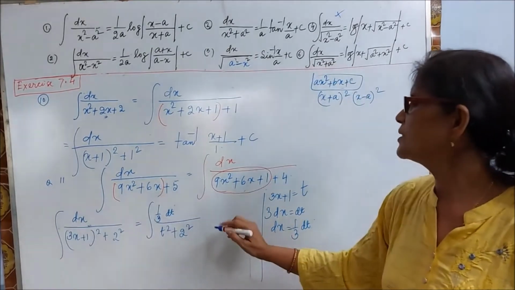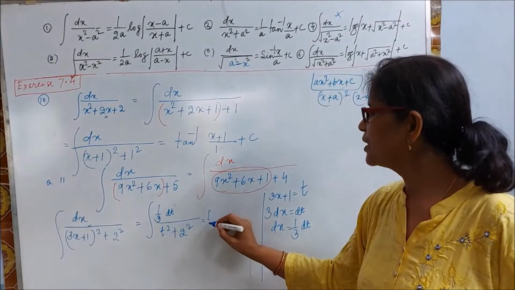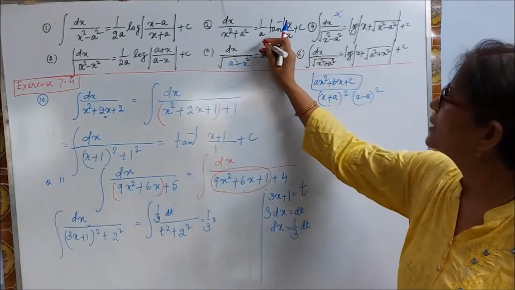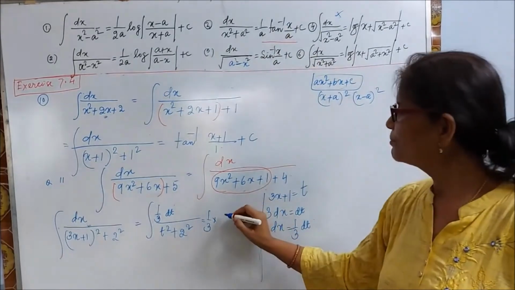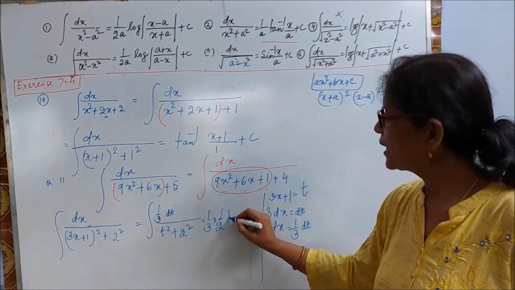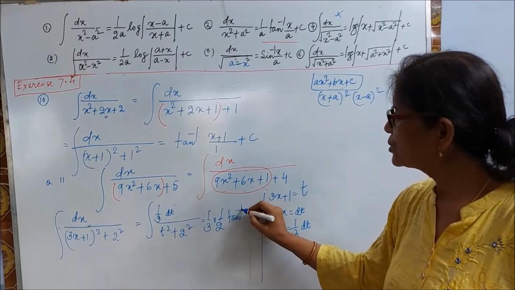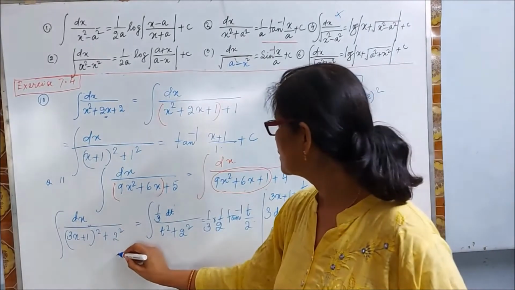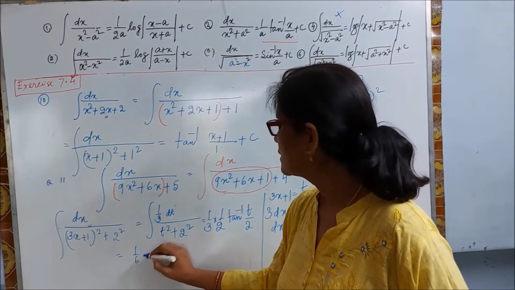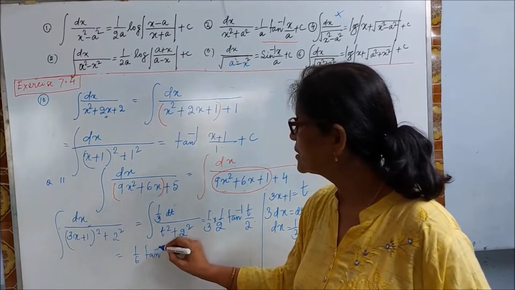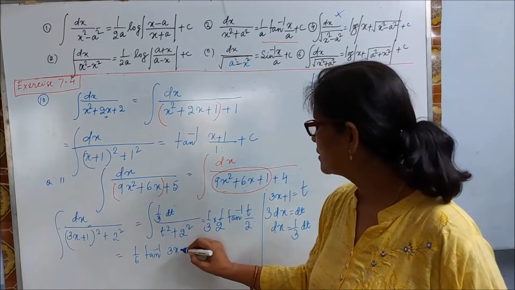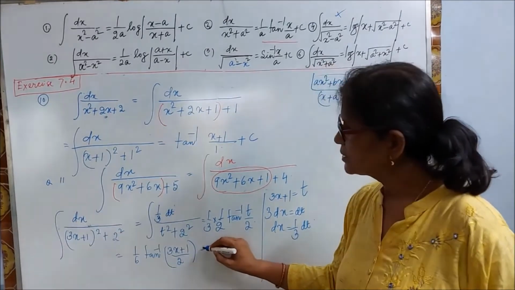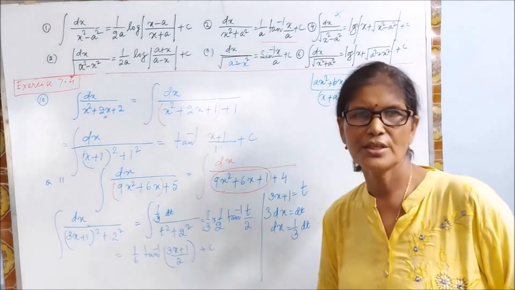So how much will this be? 1 by 3 I can take outside. Then the formula is 1 by a, which means 1 by 2 tan inverse t by 2. So this will be 1 by 6 tan inverse of t, that is 3x plus 1, by 2 plus c. This is the answer of question number 11.